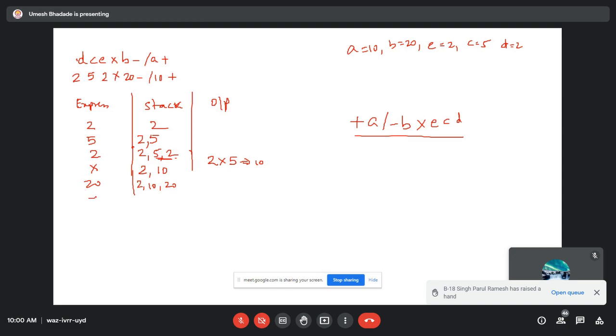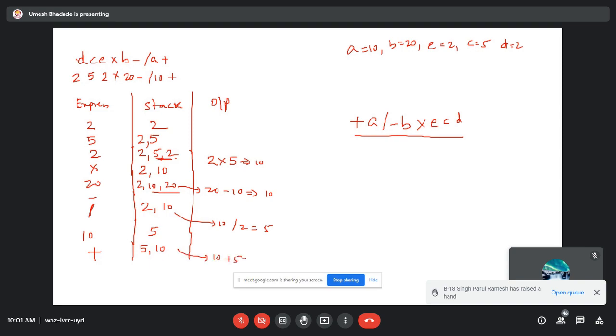फिर आपका माइनस, तो फिर से ये दो पॉप करेंगे, 20 माइनस 10, आंसर 10, 10 को पुश कर देंगे, सो 2 10, ठीक है। फिर आपका डिवाइड आया, राइट। फिर से ये 10 लेंगे, डिवाइड बाय 2 करेंगे, आंसर 5, 5 को स्टैक पे पुश कर देंगे। फिर 10 आया, 10 को स्टैक पे पुश कर देंगे, 5 10, और फिर आखिर में प्लस, तो 10 प्लस 5 आंसर 15, 15 को स्टैक पे पुश कर देंगे। फिर एंड हो गया स्ट्रिंग, जो भी टॉप ऑफ द स्टैक है उसको बाहर ले लेंगे, आपको 15 मिल गया, सो आंसर इज 15। समझ में आया?